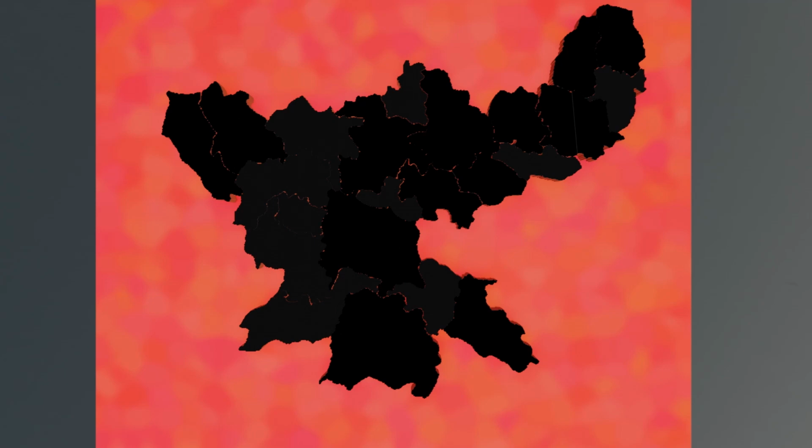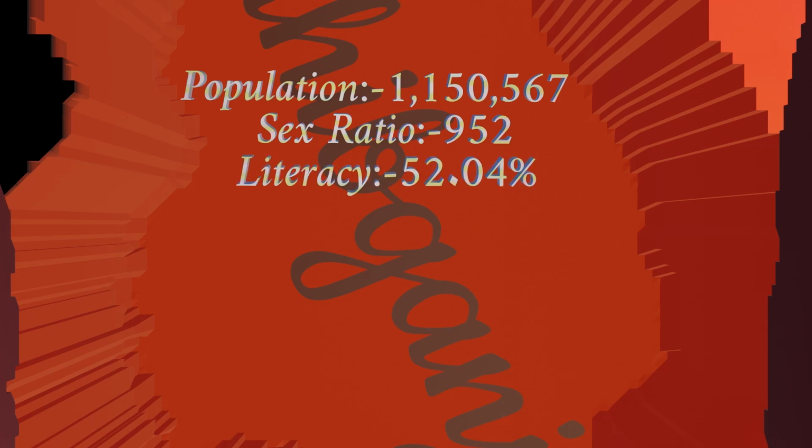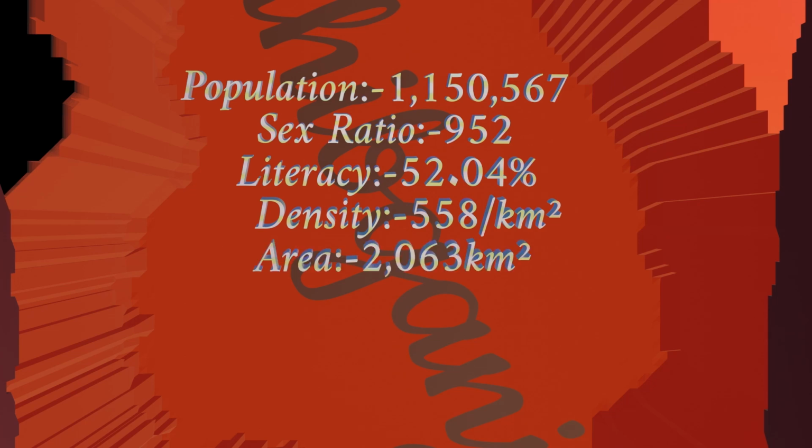Now let us move to Sahibganj. Population of Sahibganj is 1,150,567. Sex ratio is 952. Literacy rate is 52.04%. Density is 558 per kilometer square. Area is 2063 kilometer square. Constituencies are 3.